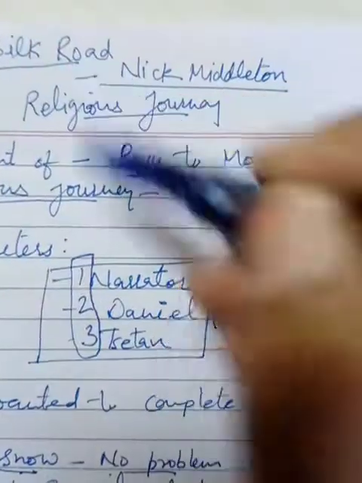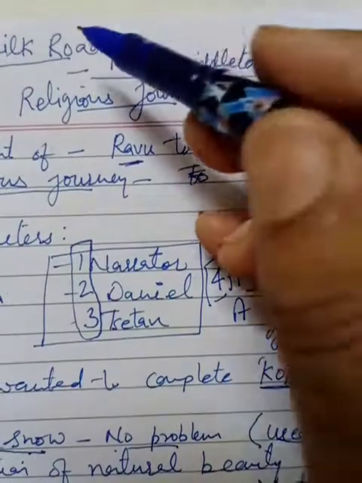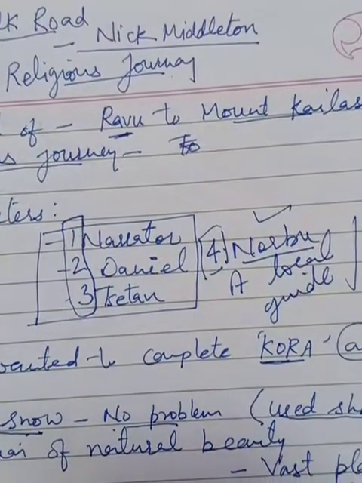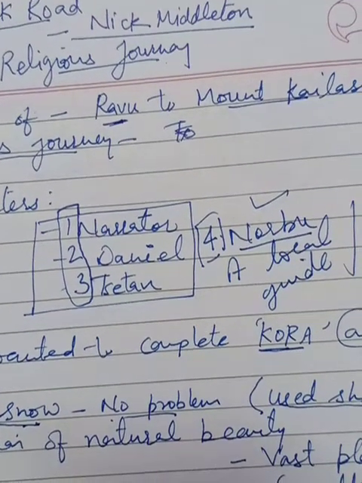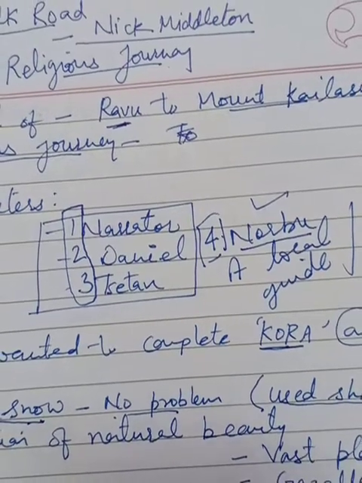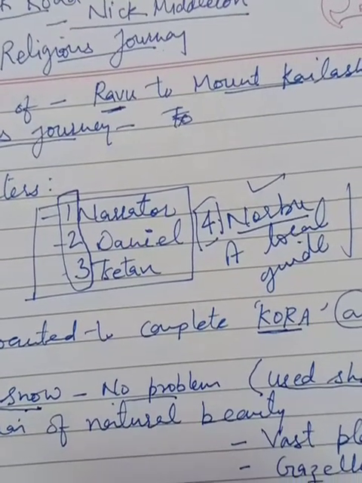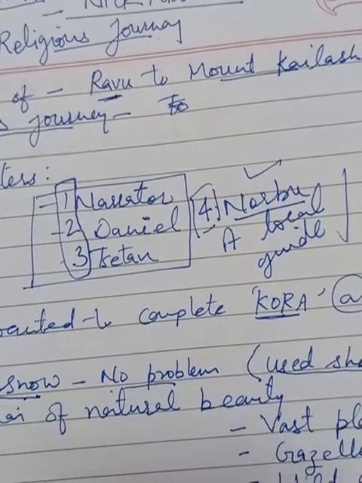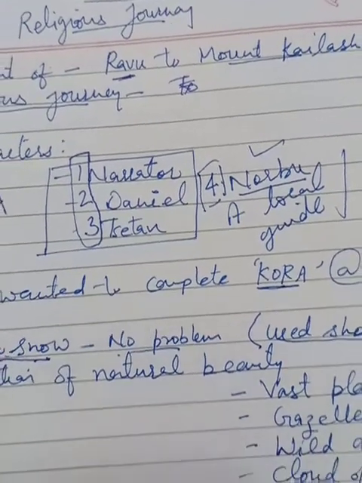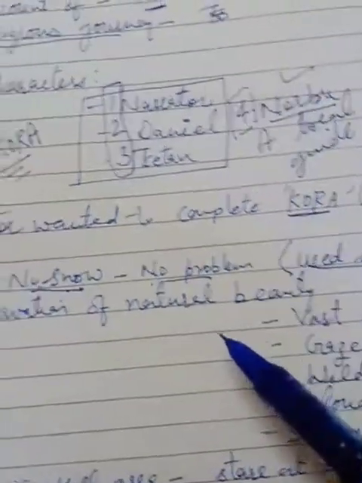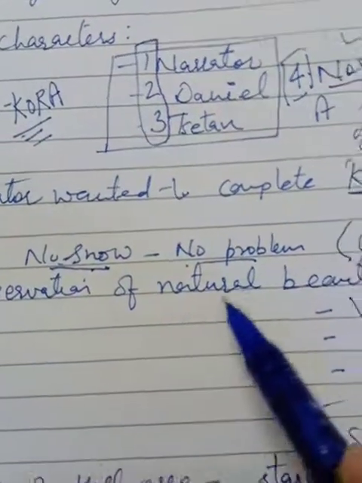What is the Silk Road actually? Let me tell you first. The Silk Road was an old route to go to Mount Kailash from Lhasa. So that was the old route. It means Silk Road.